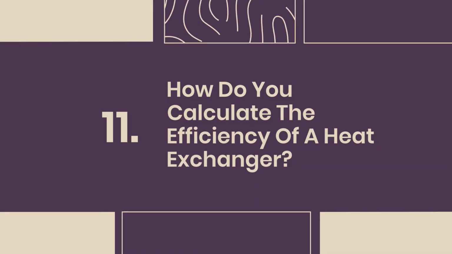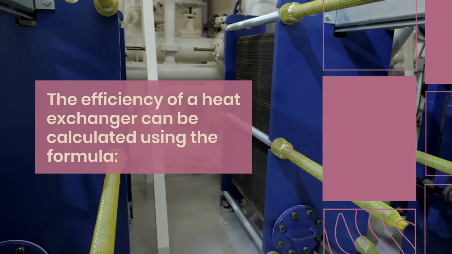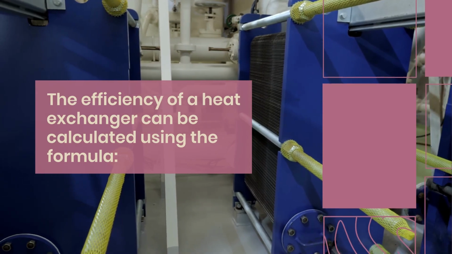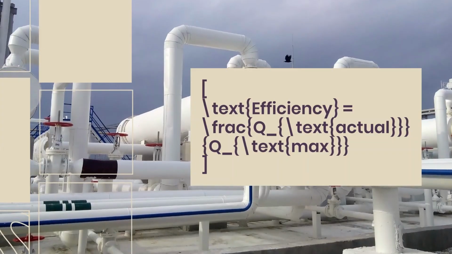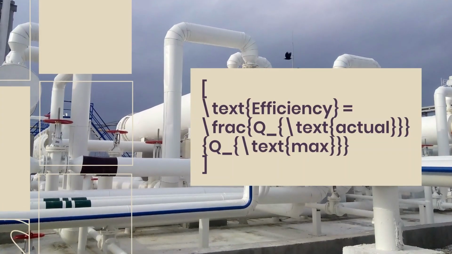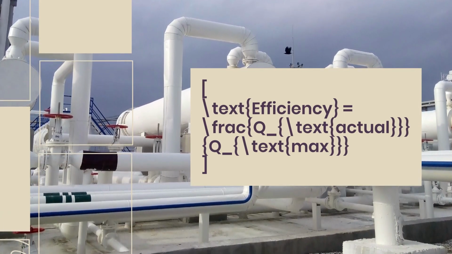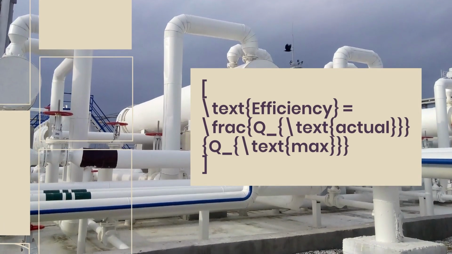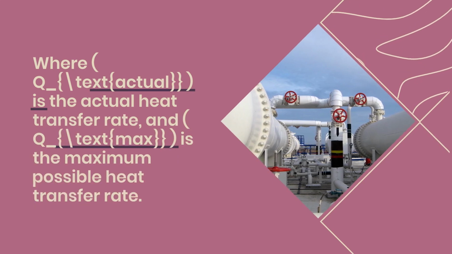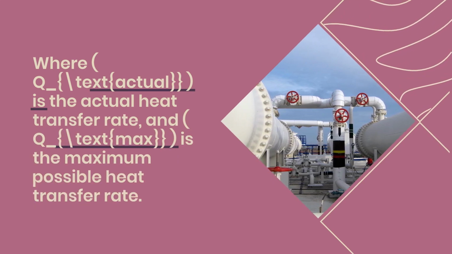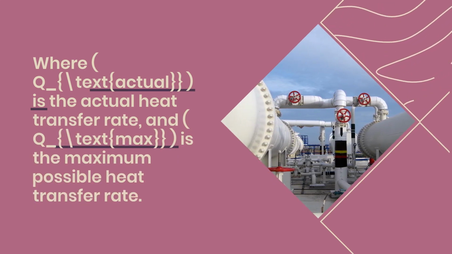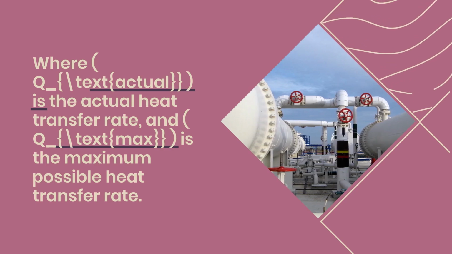11. How do you calculate the efficiency of a heat exchanger? The efficiency of a heat exchanger can be calculated using the formula: efficiency = Q_actual / Q_max, where Q_actual is the actual heat transfer rate, and Q_max is the maximum possible heat transfer rate.